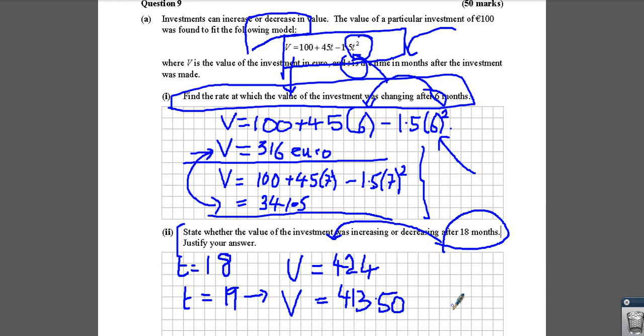So the question: is the investment increasing or decreasing? Is the investment going up or going down? Do you have more money or less money? Well, have a look. After 18 months, you had 424 euro. After 19 months, you had less money, so the investment is decreasing. Even though you don't have the specific technique to solve this, you do know something about formulas, and that's enabled you to answer this Leaving Cert question.